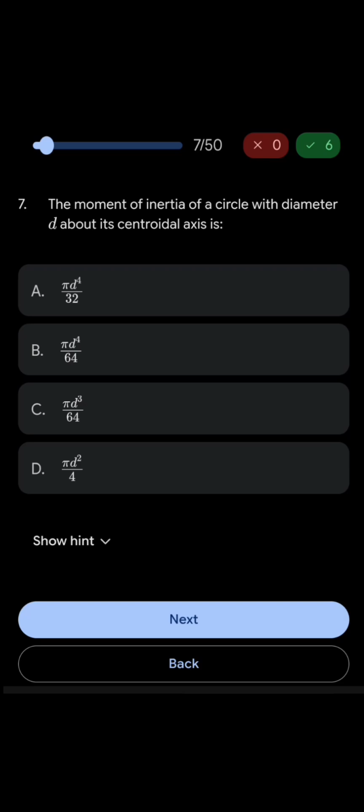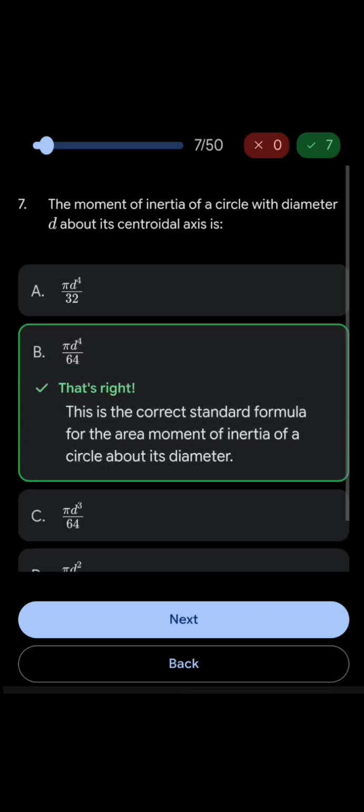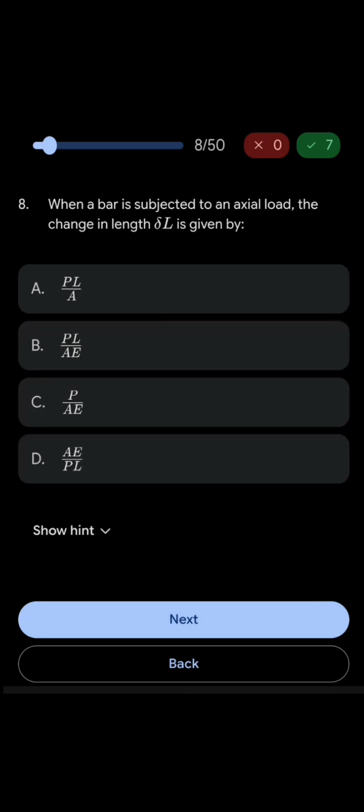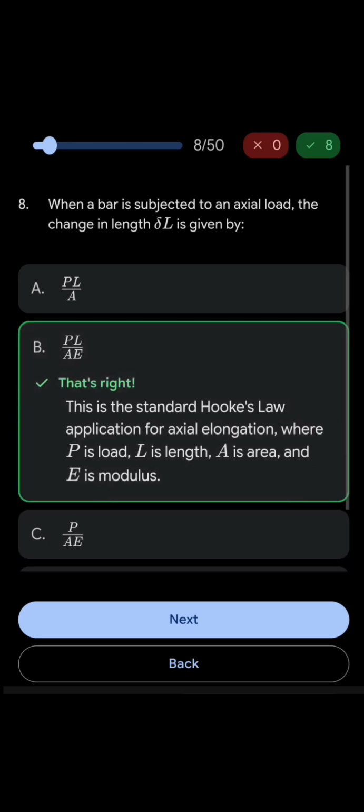The moment of inertia of a circle with diameter d about its centroidal axis is pi d to the fourth by 64. When a bar is subjected to an axial load, the change in length delta L is given by PL by AE.